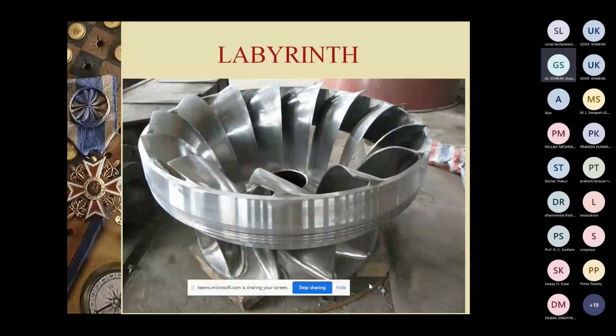So that is done by the labyrinth ring. What we are doing is the path provided between the runner and the fixed structure is a continuous path. That means if a gap of 1 cm or 0.9 mm is there, it is continuous throughout.